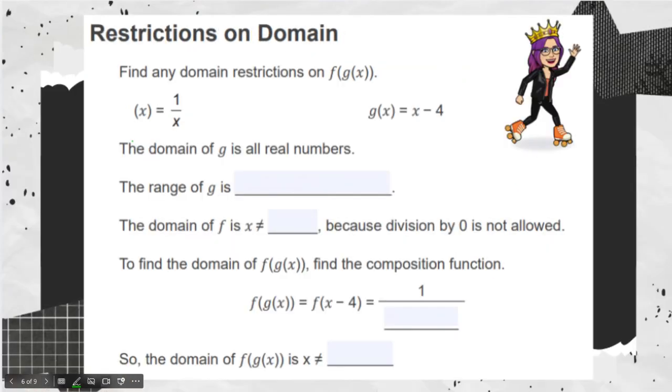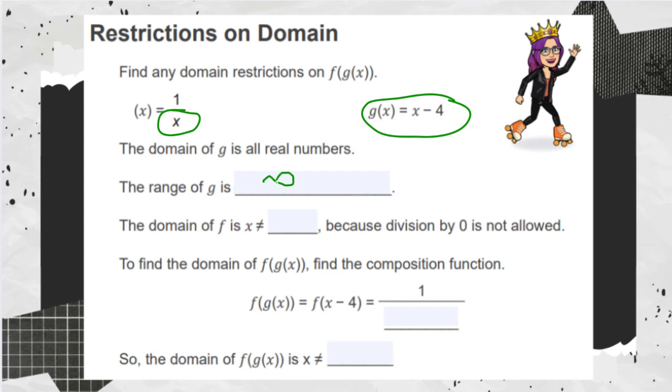Find any domain restrictions. So domain restrictions are when you cannot have a 0 in the denominator. All right, so the domain of g is all real numbers. How we know that is because there's no denominator. So the range of g is infinite. Okay. The domain of s is x cannot equal 0. Okay. Because division by 0 is not allowed. But what makes it 0? Well, right here, x. So it can't equal 0.